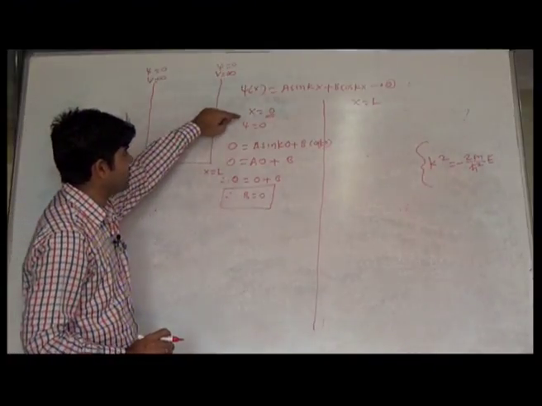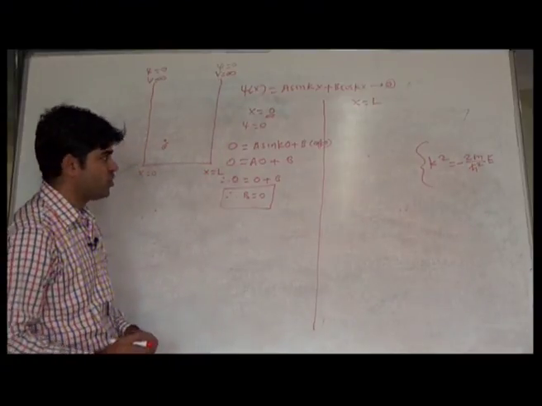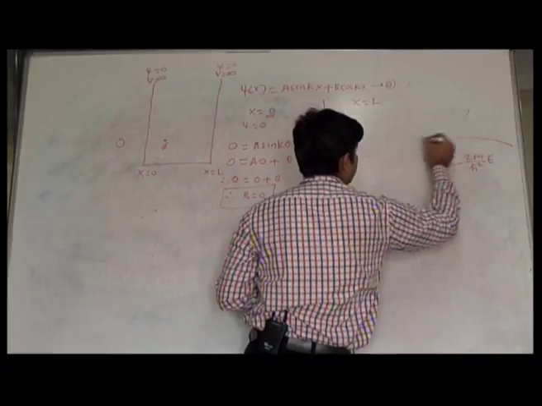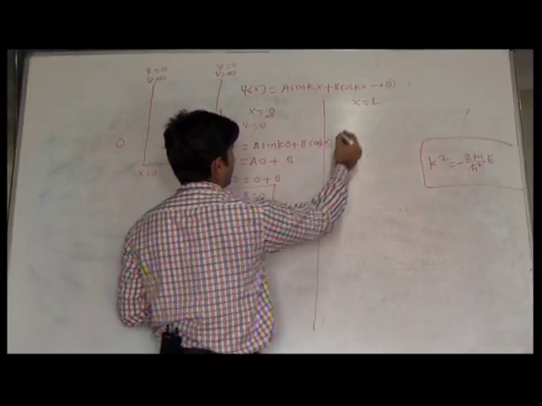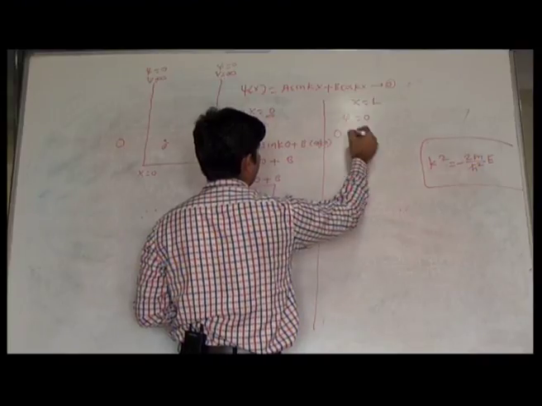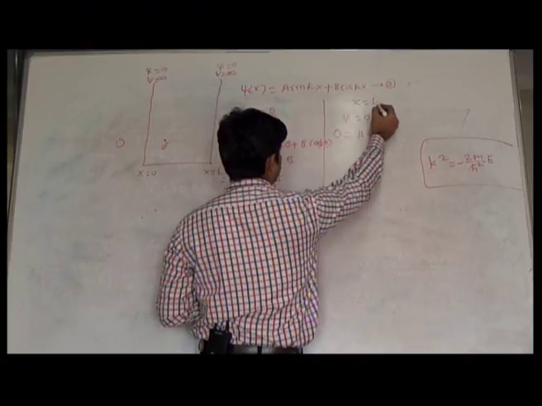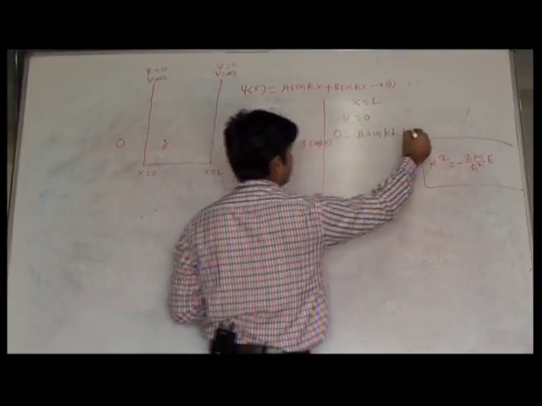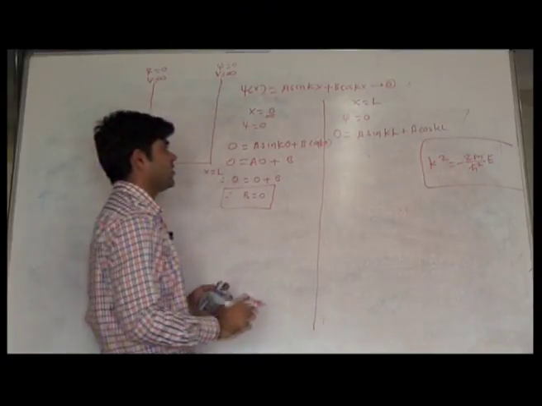So from the second boundary condition, x is equal to 0, we got the value of B is equal to 0. Now by putting the boundary condition x is equal to L, equation 3 becomes psi is equal to 0. If psi is equal to 0, then 0 is equal to A sin kx, value of x is L, so KL plus B cos kx, so instead of x there is L.